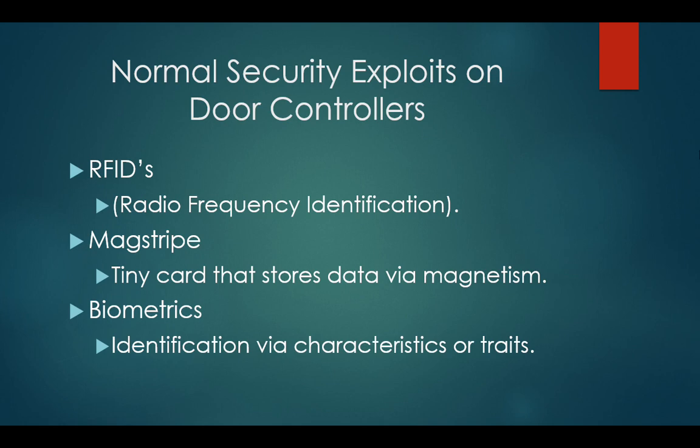Normal security exploits on door controllers are usually used either through RFIDs, which are radio frequency identification chips that allow authentication of users through close proximity. A mag strip is usually on the back of a card that stores data about a user via magnetism. Another way to authenticate a user is through biometrics. Biometrics usually identify a user via their characteristics or traits. Their characteristics or traits can show either through retinal scanner, palm scanner, or fingerprint scanner.